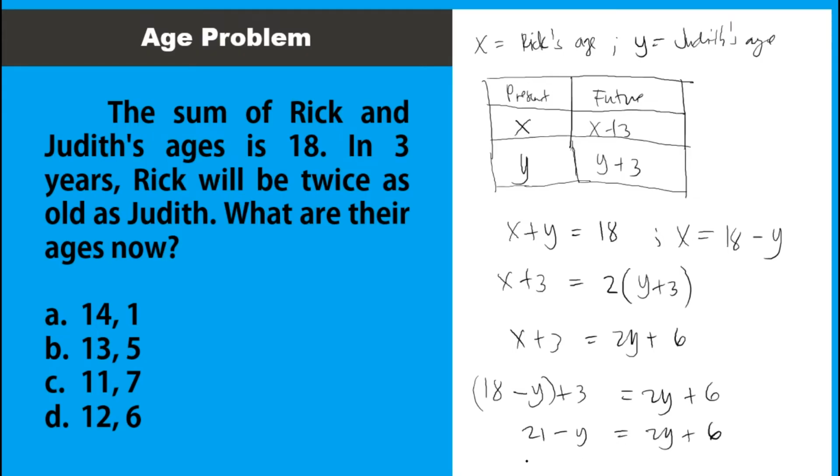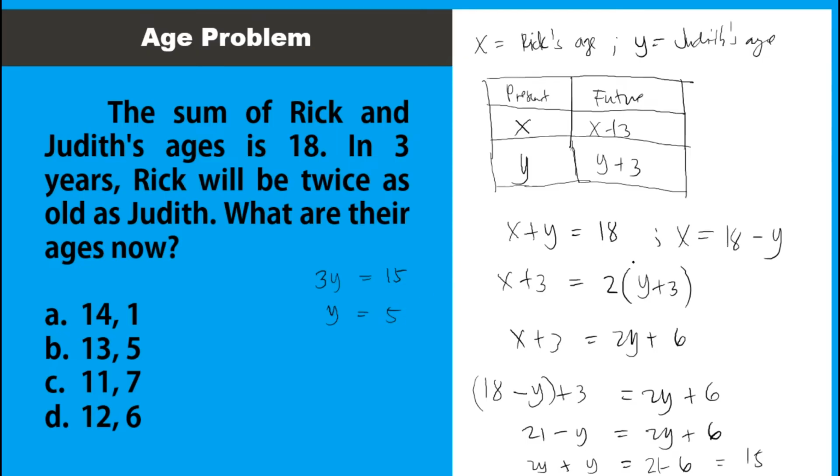You have 2y plus y, so you can transpose this to the other side. You have 2y plus y equal to 21 minus 6, so that is 15. Here 2y plus y is 3y, so you have 3y equals 15. So you can divide both sides by 3, so you have y equals 5. So Judith's age is 5 years old in the present.